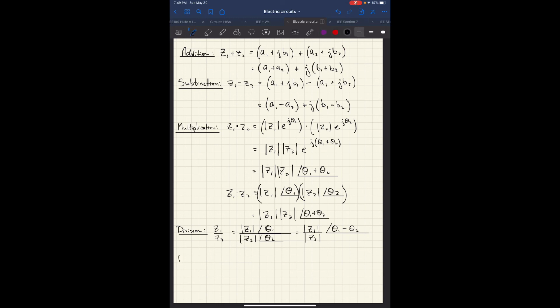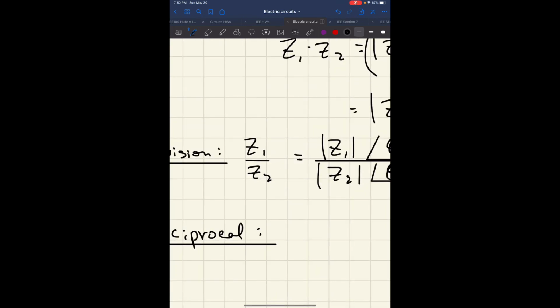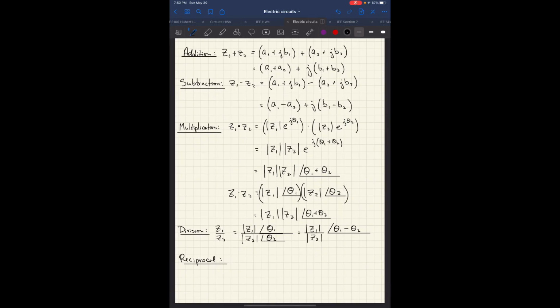A couple more. Let's consider the reciprocal. So if I were to take 1 over Z1, for example, it's the same thing as writing 1. By the way, any real number, let's say 1, 2, 3, whatever, you can also write as the real number at an angle of 0. So basically, real numbers are complex numbers, but with an angle of 0.